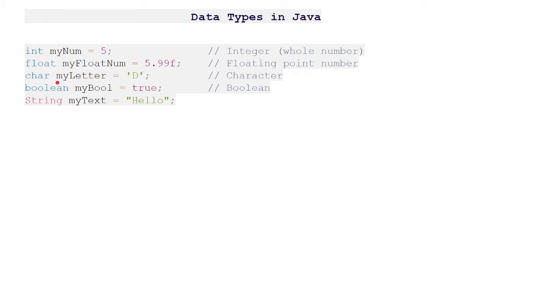Okay, character, my letter d. Character can store only one letter, so this is for character. Boolean will store either true or false. Okay, and this is a predefined value, true and false. You cannot actually give your own value. So suppose something like that. Okay, so here this string, my text, hello.